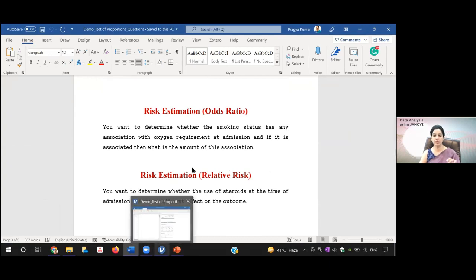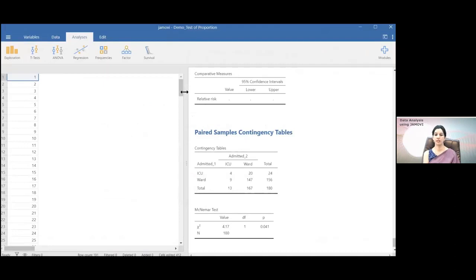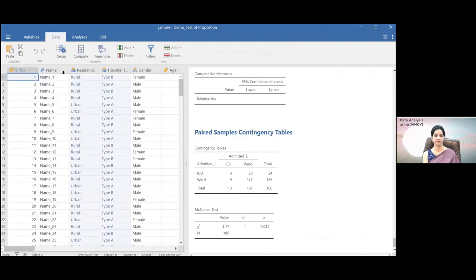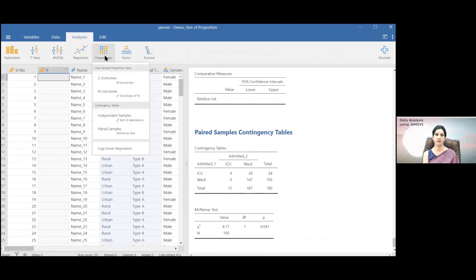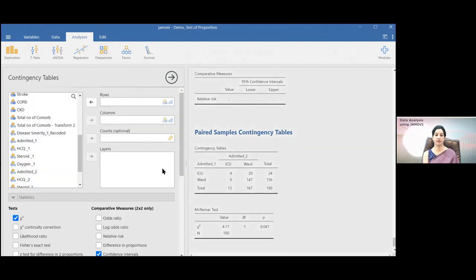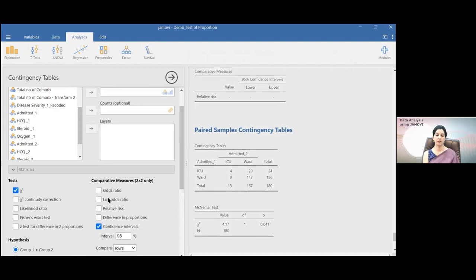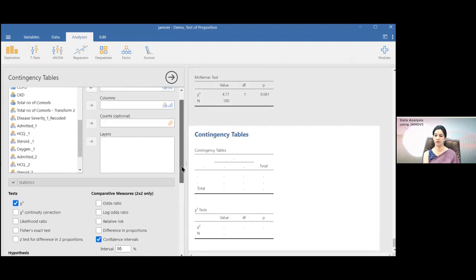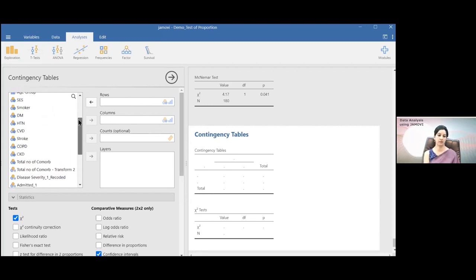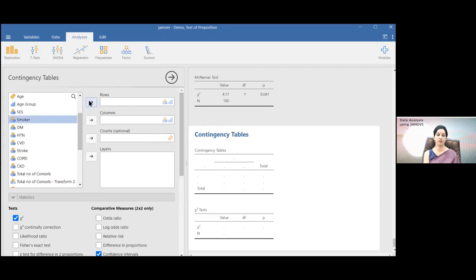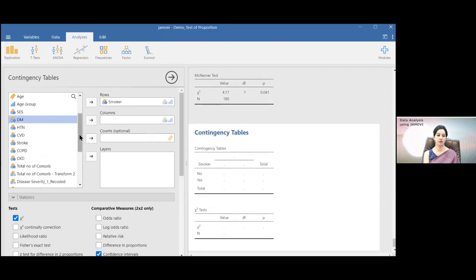So I'll go back to this data set. Again, the options are same. If you see, this is the data. So I will go to this analyze. Again, this is the frequency. Here you can see it will be like contingency table only. But here you can see that this is the odds ratio and relative risk. So for odds ratio, maybe oxygen requirement versus smoking status. So smoking will be an independent. So I have done this smoker as a row, and this column is the oxygen requirement.